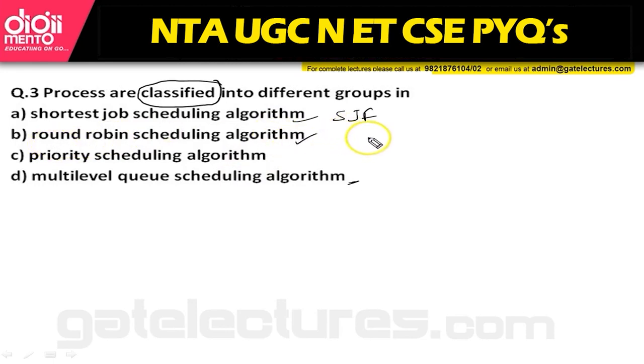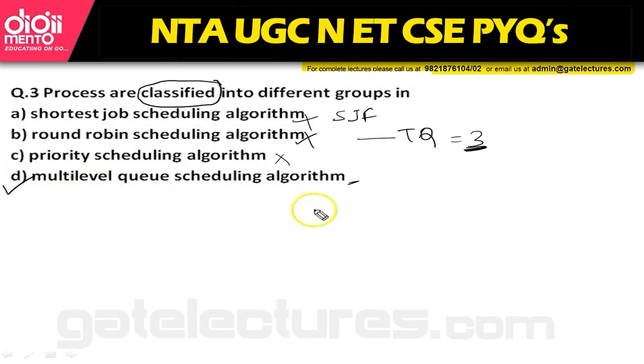Next is round robin. In round robin, we assign a particular time quanta, let's say it is constant, let's say 3. Then for 3 time quanta one process will run and then it will switch to another process. So this is also not the right answer. The third one is priority scheduling. It is done on the basis of priority, like system processes get higher priority than user processes. That's a different thing. So obviously the answer is D.